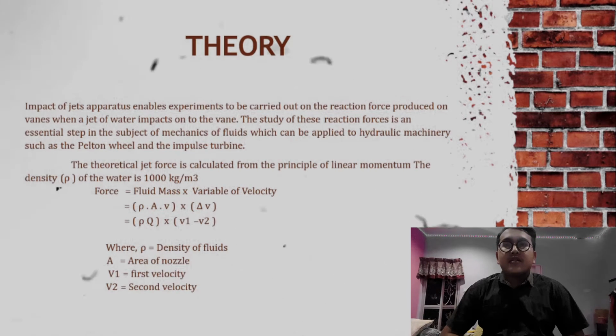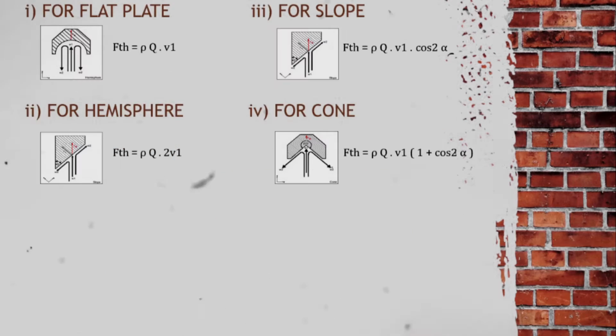The theoretical jet force is calculated from the principle of linear momentum. The density ρ of the water is 1000 kg per meter cube. So this is the formula where ρ equals the density of the fluid, A equals the area of the nozzle, V1 is the first velocity, and V2 is the second velocity.